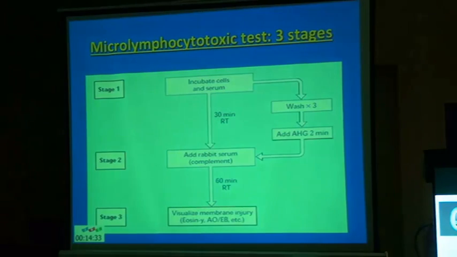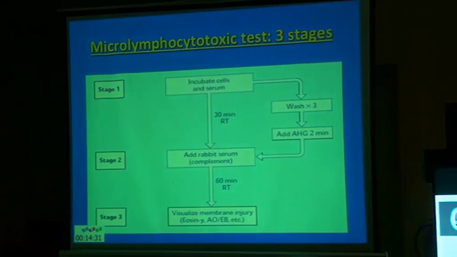So we can see here the steps of the microlymphocytotoxicity test. The first step is the incubation of cells with the serum. We can add a modification by increasing this time, or increasing the time with the rabbit complement. We can add a step of washing to remove the anti-complementary factors, or we can add anti-human globulin to increase the sensitivity of the assay.